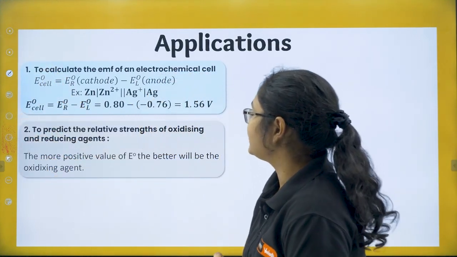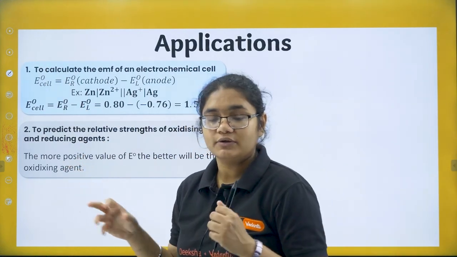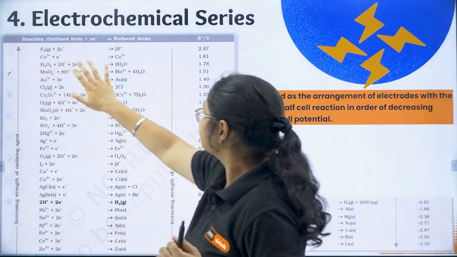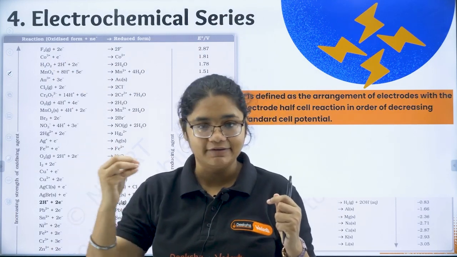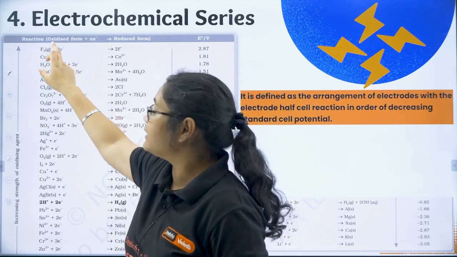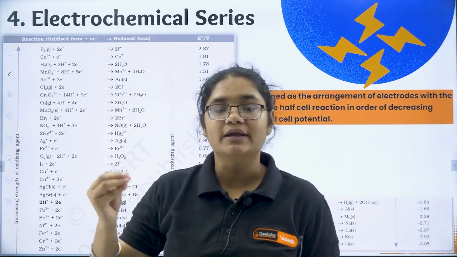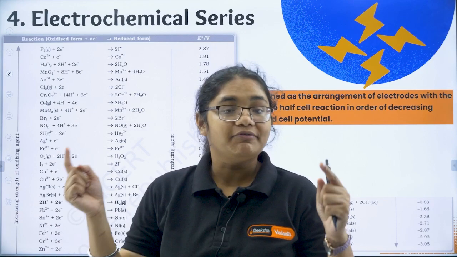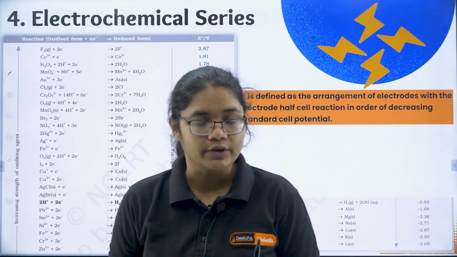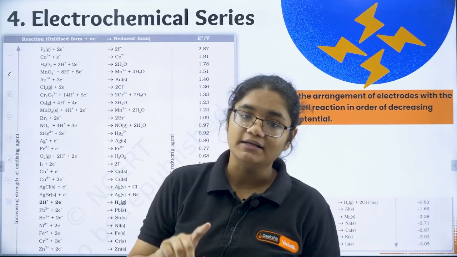The next application is to predict the relative strength of oxidizing and reducing agents. This is very, very important. The more positive the E naught value, for example, F2 has an E naught value of 2.87. It is a very high positive value, which indicates that F2 can undergo reduction very easily. Reduction potential is high. That concludes that F2 can undergo reduction very easily. If F2 is undergoing reduction easily, then it will behave as a very strong oxidizing agent, or it has good oxidizing power. So I can say that the more the reduction potential, the better the oxidizing power.